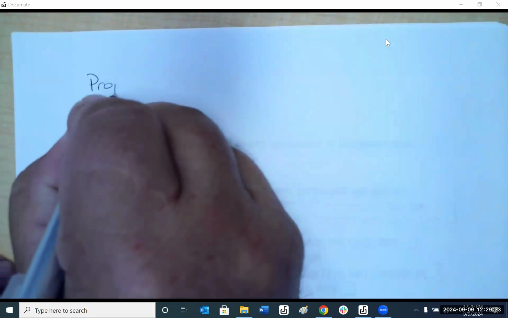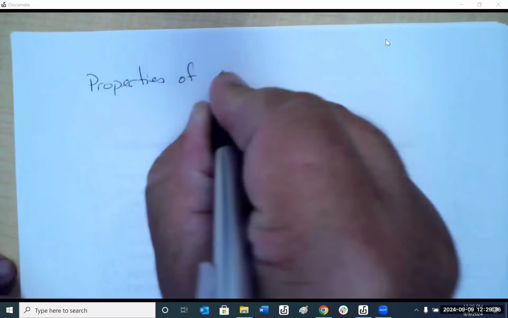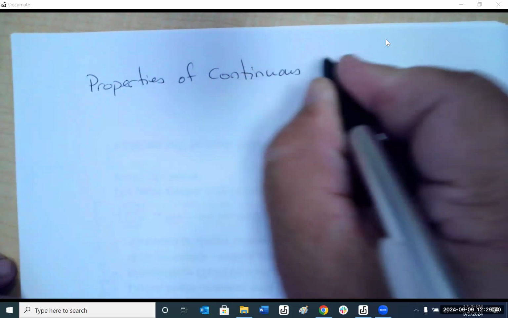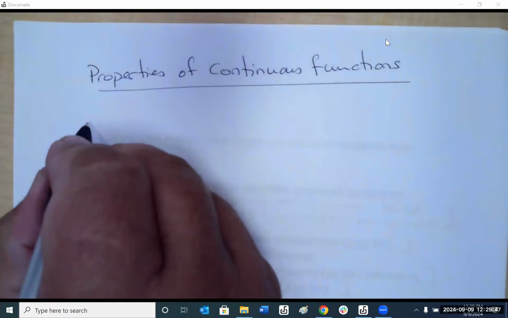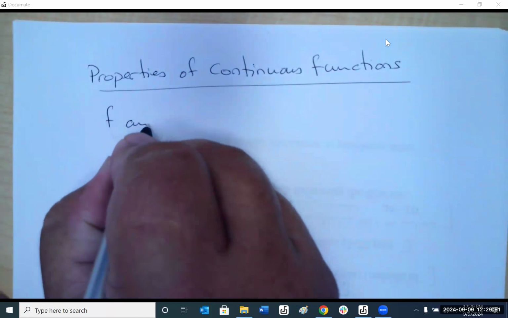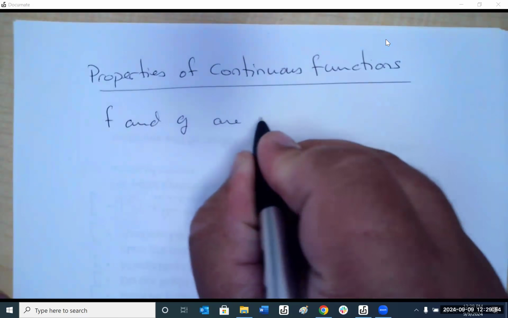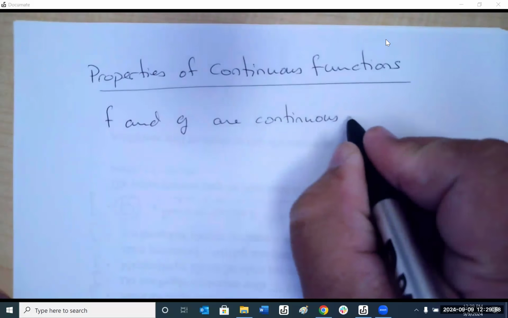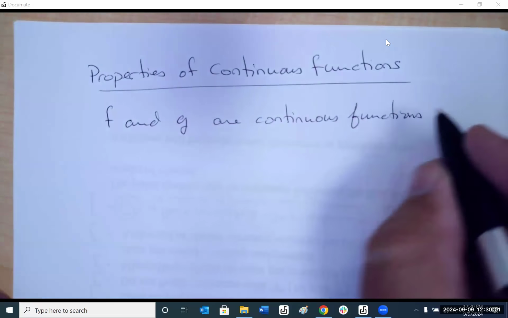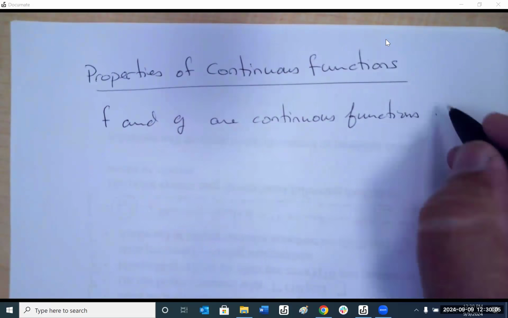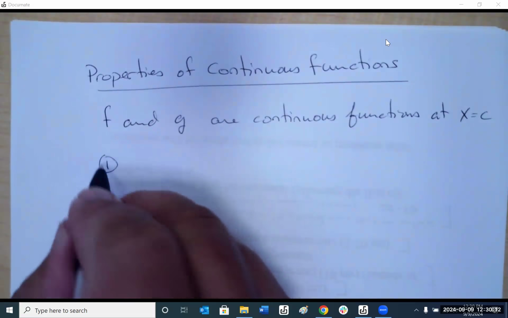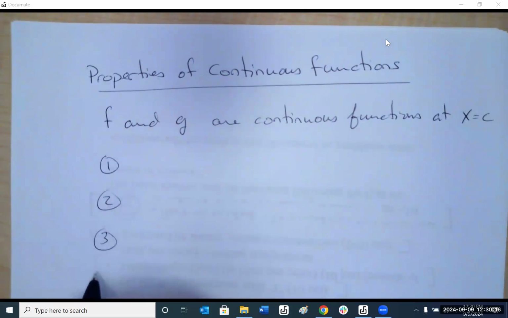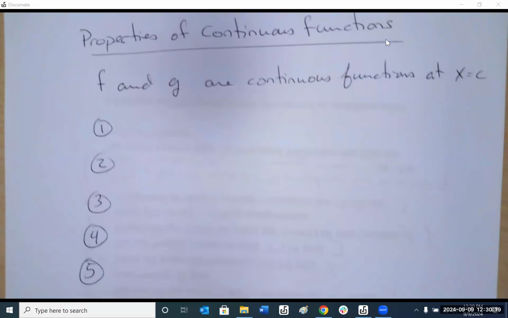So, properties of continuous functions. F and G are continuous functions at x equals c, and the following exist. You've seen these before. There are 7 of them.